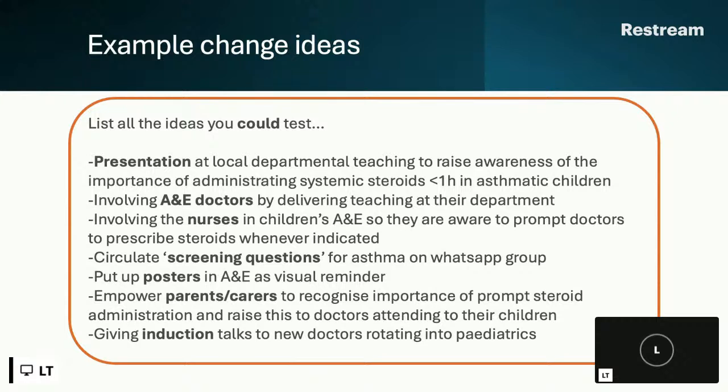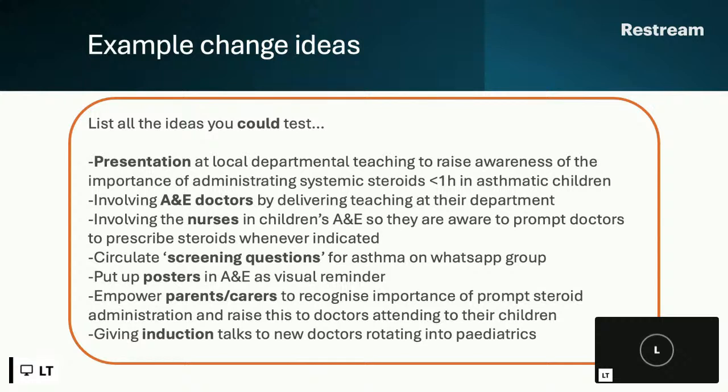I involved the nurses, so they're aware that it is important that we try and deliver this within an hour, because it draws back to your problem statement. If we introduce systemic steroids within an hour, we reduce admission stays and we reduce the cost to NHS, family stress, admissions, the ward. So they're all aware and we can all work together. They can prompt the doctors.